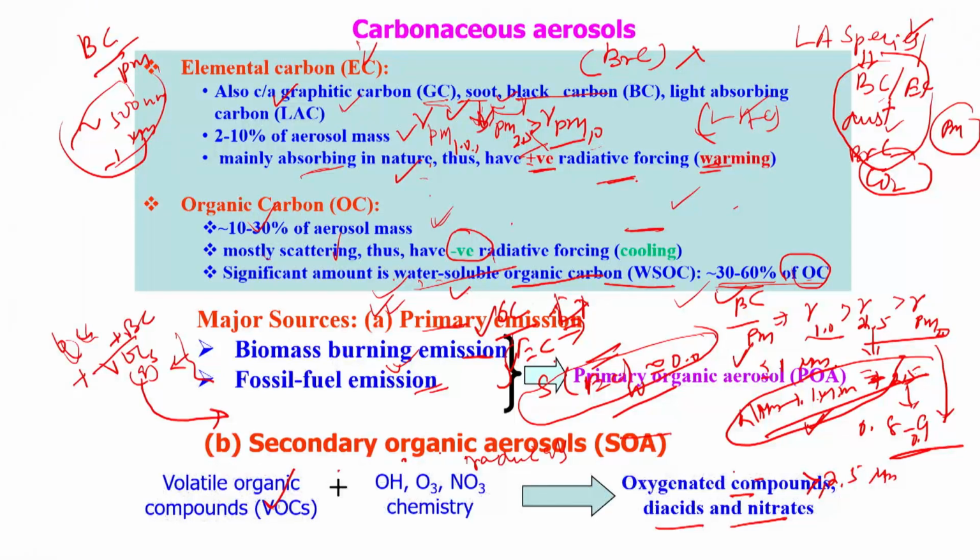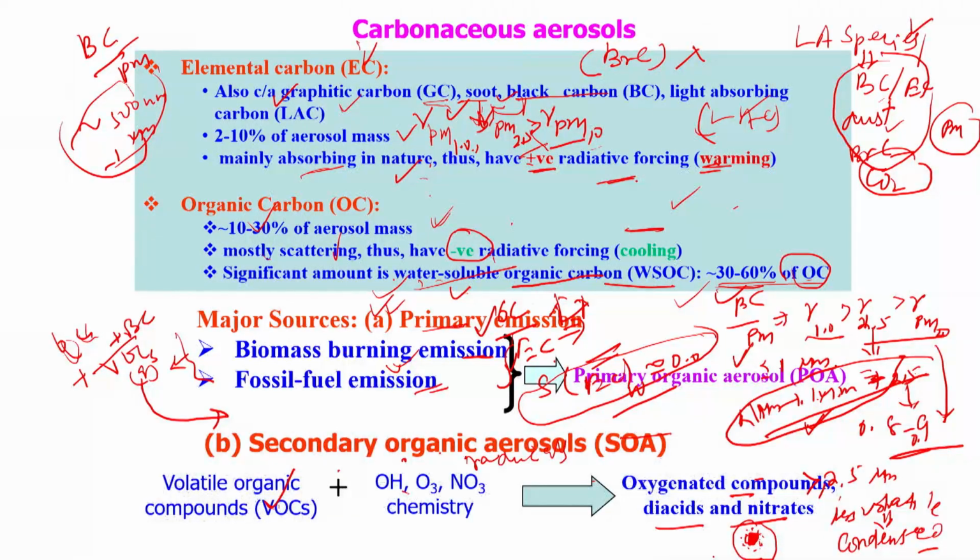And because they are volatile compounds, when they are oxidized, their volatility becomes less. They become less volatile, and when they become less volatile, they can be condensed on the other particles that are pre-existing. Suppose this is a particle, they will be condensed on this one like this, and then they will become part of aerosol. So, now you have this system as aerosol.